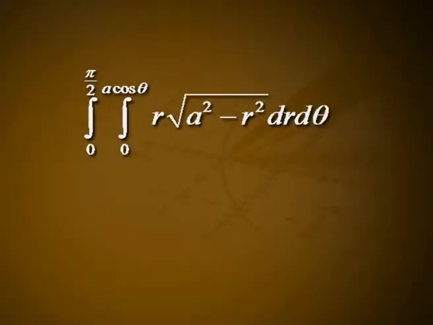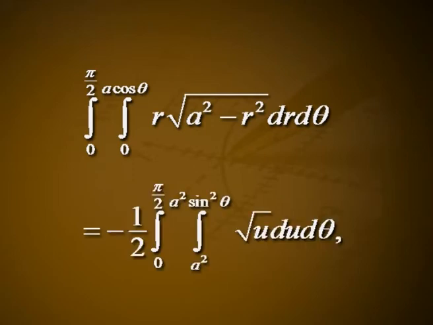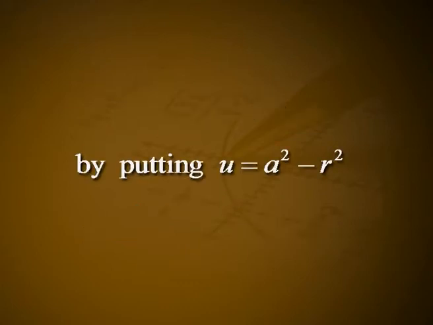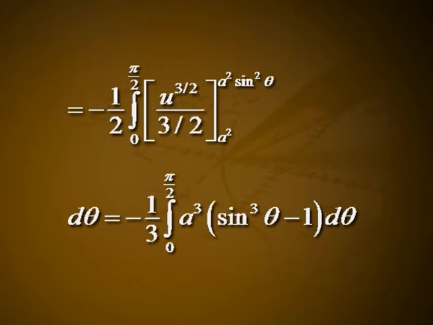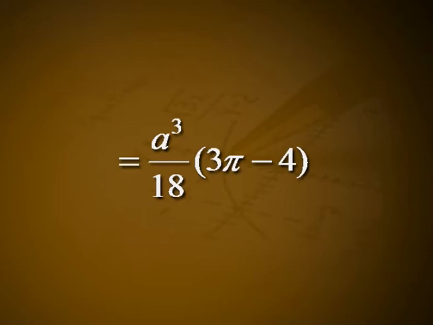Hence, the required integral is integral 0 to pi by 2 integral 0 to a cos theta r into square root of a square minus r square dr d theta is equal to minus 1 by 2 integral 0 to pi by 2 integral a square to a square sin square theta square root of u du d theta by putting u is equal to a square minus r square, which is equal to minus 1 by 2 integral 0 to pi by 2 u raised to 3 by 2 by 3 by 2 over the limits a square to a square sin square theta d theta, which is equal to minus 1 by 3 integral 0 to pi by 2 a cube sin cube theta minus 1 d theta, that is equal to a cube by 18 into 3 pi minus 4 using reduction formula.